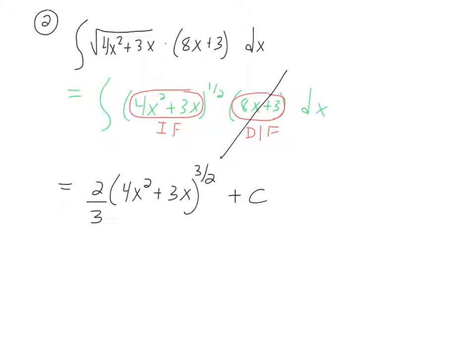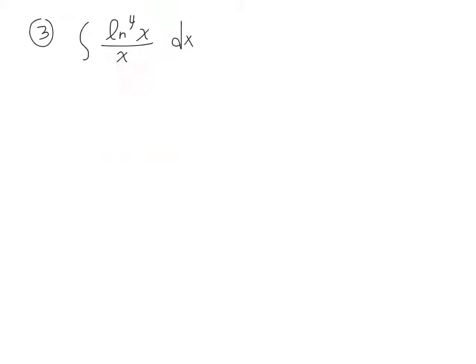Again, it's wise to at least do a mental check. If we were to take the derivative of this answer, 3 halves multiplied down to the 2/3 will give us 1. Subtract 1 from your power, your new power is 1/2. You would have the 4x squared plus 3x on the inside, so now we're looking at this piece right here, and then you would chain along the derivative of your inside, which would give you that other piece. So at least check it mentally.